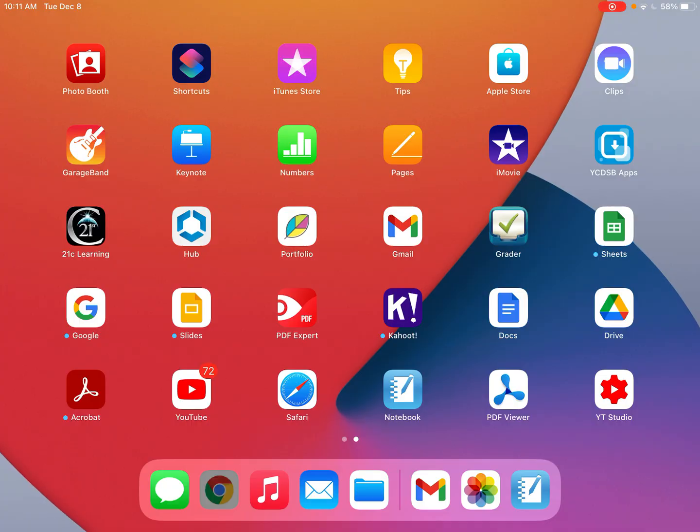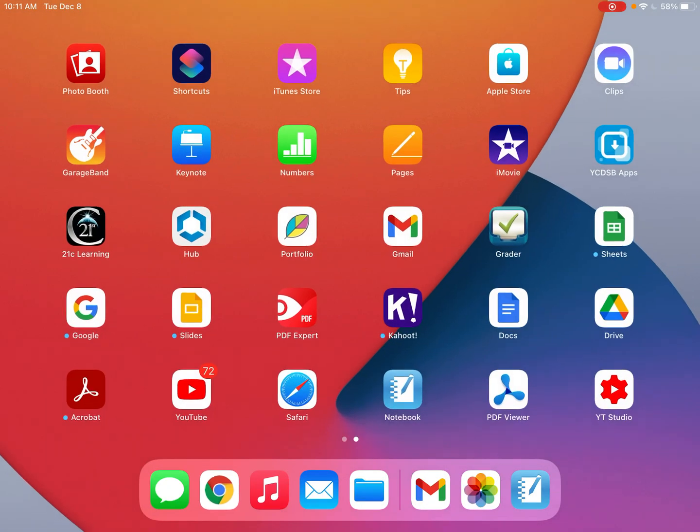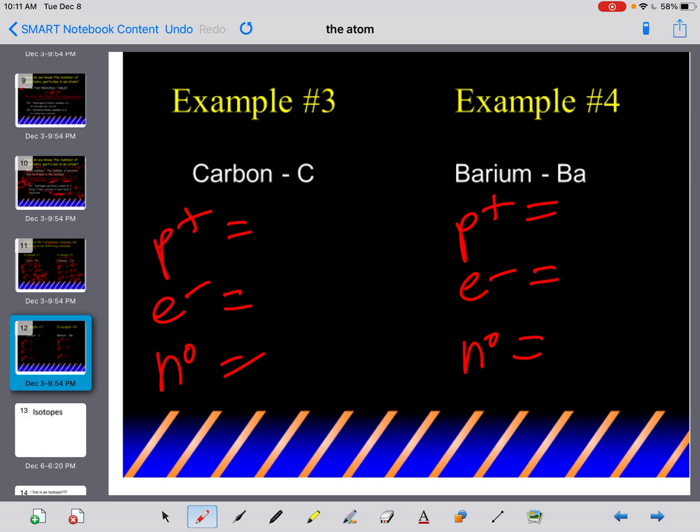Okay, so let's take a look. Carbon has an atomic number of 6 and a mass number of 12. So that means the protons and electrons are 6 and 6, and neutrons are going to be 12 minus 6, which is 6. Like 666 is not a good number, especially for 2020 if this is the year you're watching it. So anyway, sorry, the barium carbon.